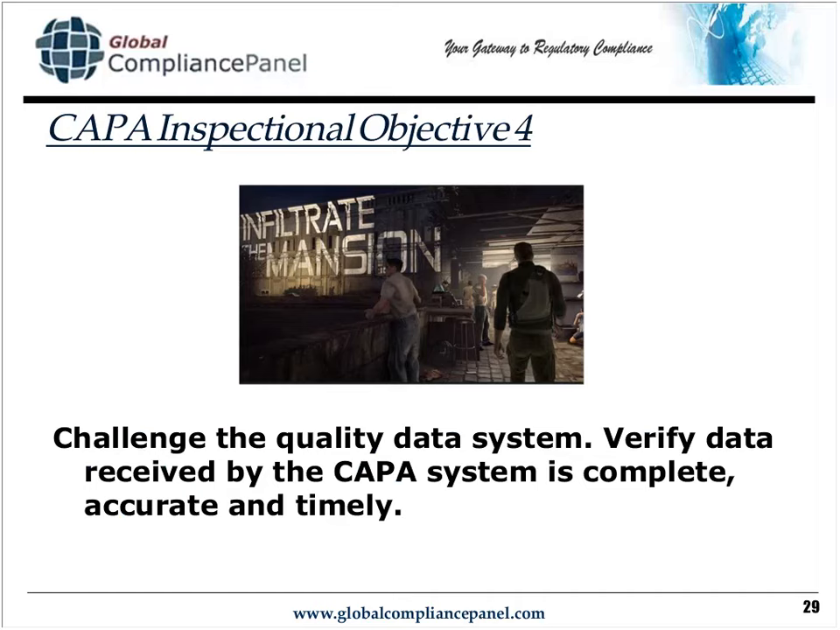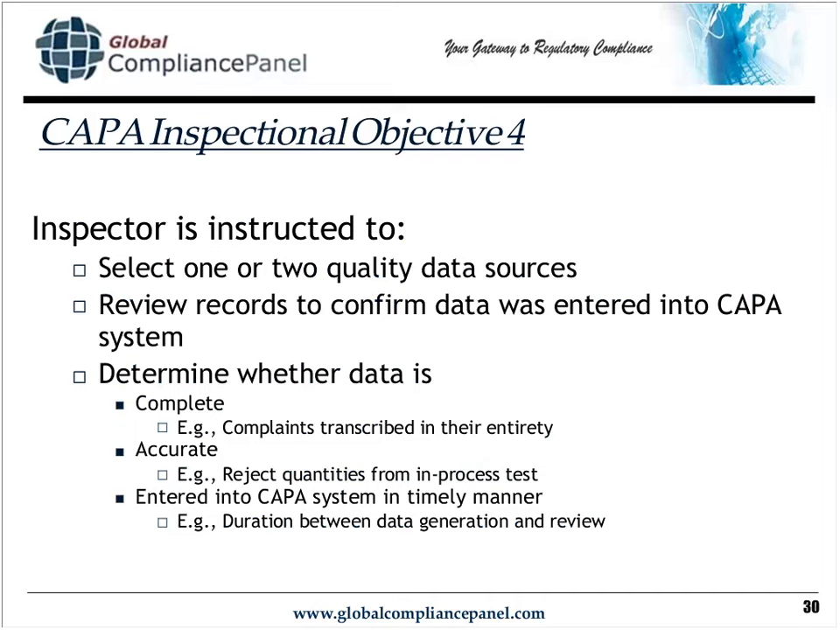The next objective is for the inspector to challenge your system and make sure that the data received is complete, is accurate, and is timely. So the inspector is going to look at 1 or 2 quality data sources, complaints and incoming inspection, for example. They're going to review the records. They're going to look at the raw data to make sure that the data was entered into the CAPA system. So they're going to look at, let's say, a month's worth of incoming inspection records and see that the CAPA system analyzed them.